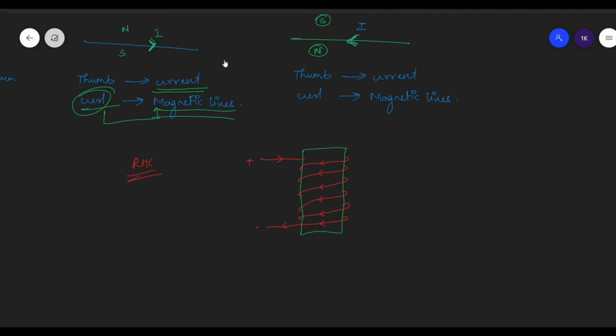Now instead of taking current direction with your thumb, you can use the right hand curl rule in this fashion also. Curl represents current. If curl represents current, then thumb represents magnetic field. You can reverse it also. No problem will be there. But the main thing you have to remember is only the right hand must be used. This is the important thing. Right hand should be used.